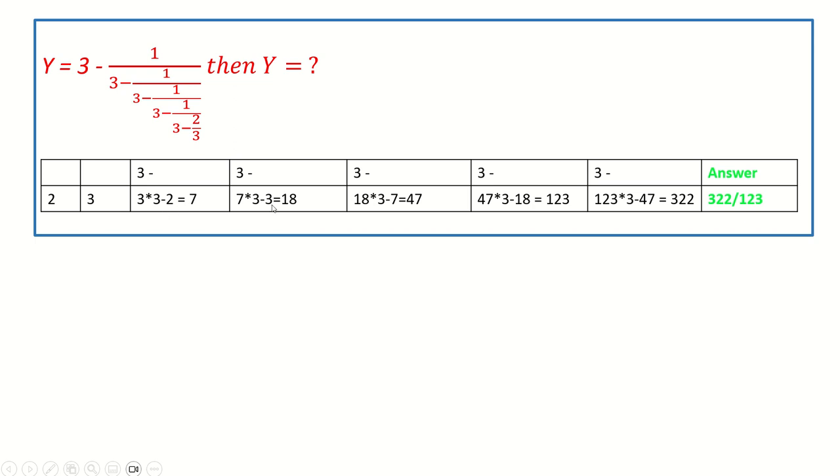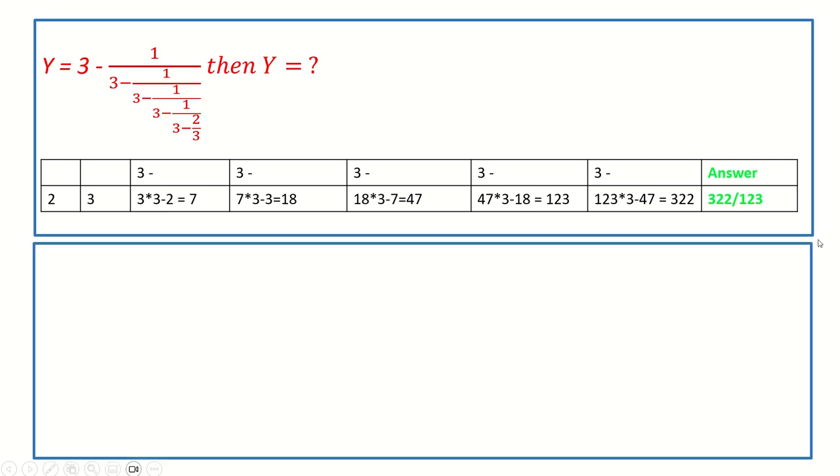7 into 3 minus 3, that is 18. 18 into 3 minus 7, 47. 47 into 3 minus 18, 123. 123 into 3 minus 47, which is 322. And the answer is the last number, 322 by 123, because it is 3 minus something. It's not a simple fraction. I hope you understand this one. If you understand this, I think the rest are all the same. You can have any combination of plus, minus, any number.